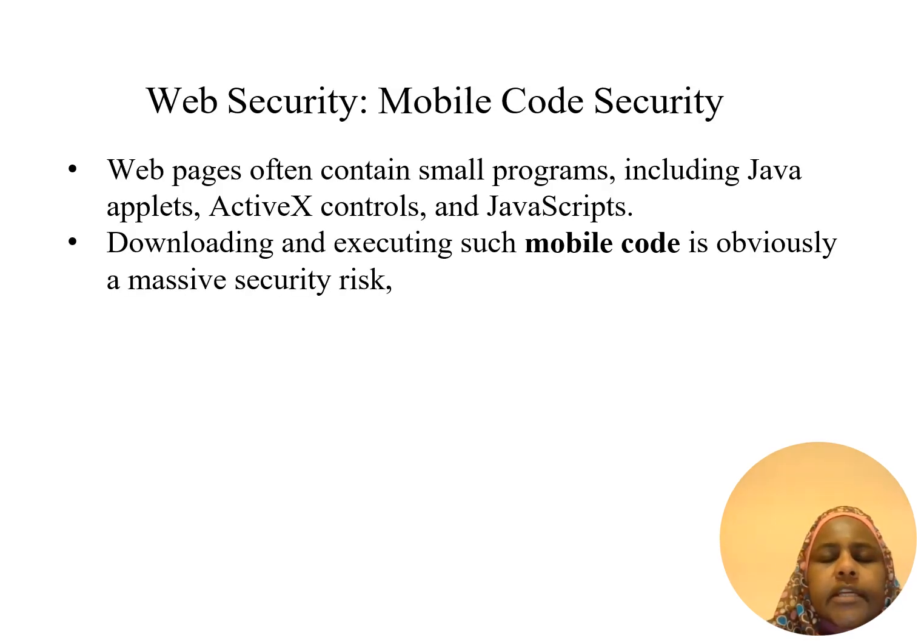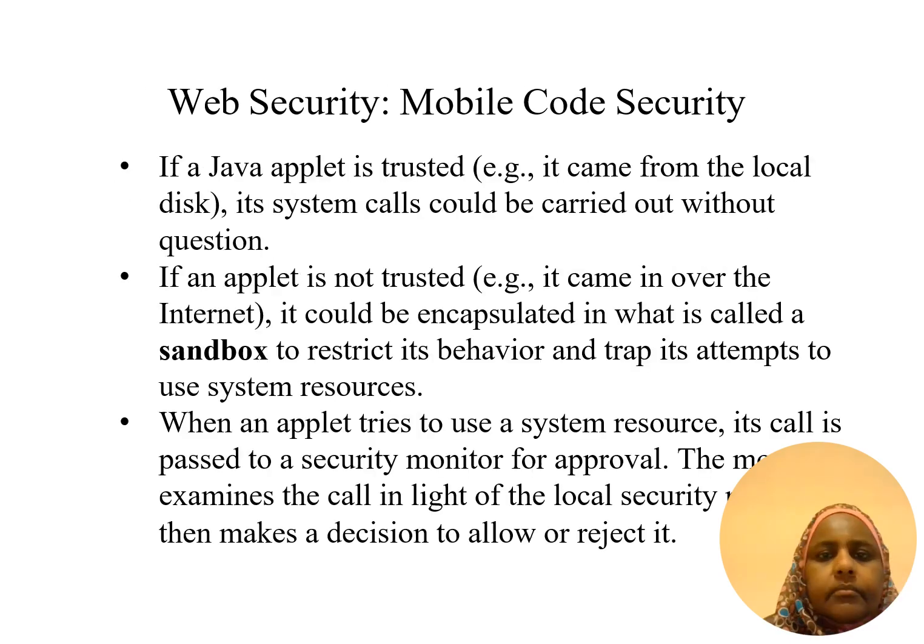Our last application layer security topic will be mobile code security. Web pages often contain small programs including Java applets, ActiveX controls, and JavaScripts. These are called mobile codes. And downloading and executing these mobile codes is obviously a massive security risk because you don't know what is the origin of these codes, whether they were safe enough to be executed on your computer, whether they have hidden agenda or not.